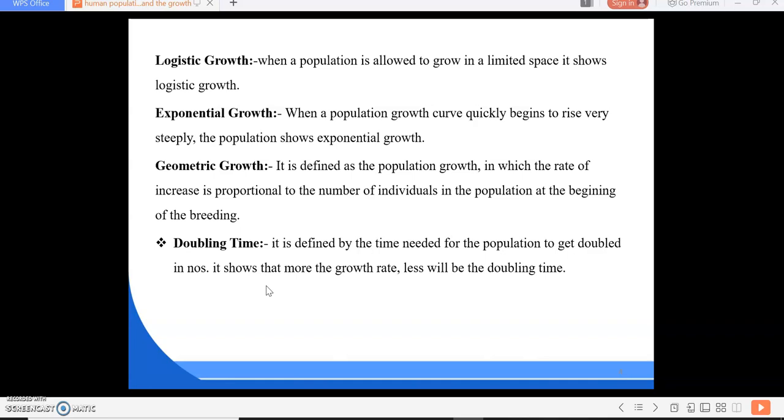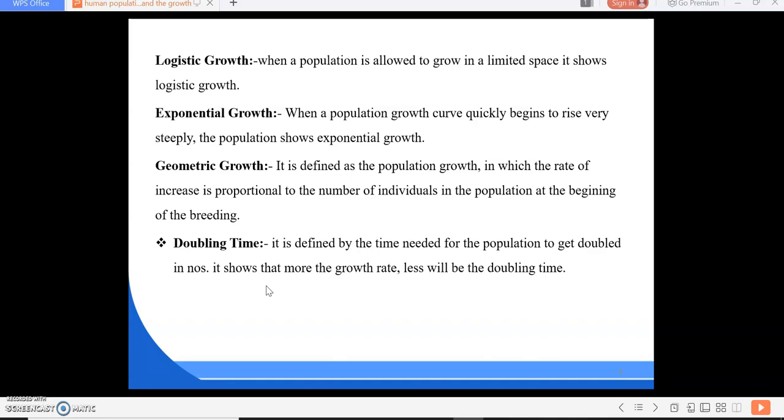Next is geometric growth. Geometric growth may be defined as population growth in which the rate of increase is proportional to the number of individuals in the population at the beginning of the breeding season, when young ones are added to the population only at specific times of the year during well-defined reproductive periods. The population is said to have geometric growth.